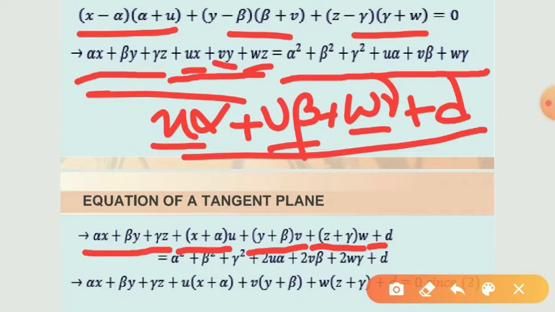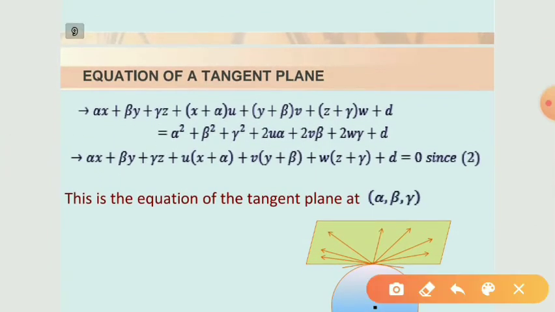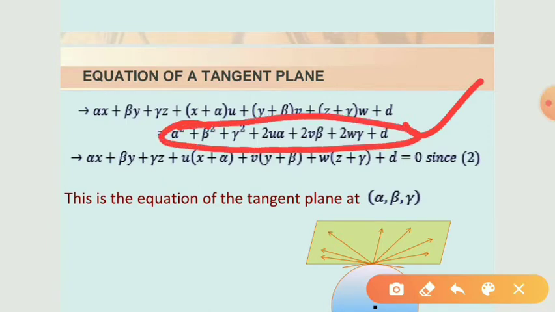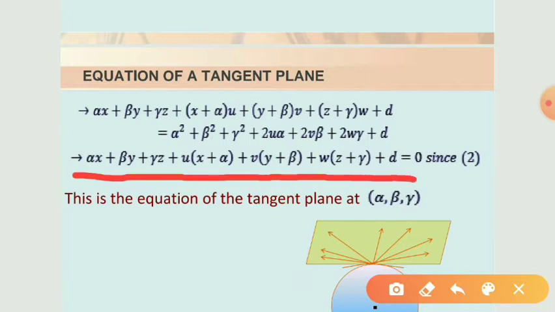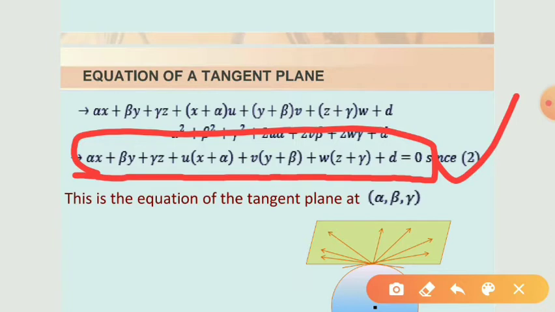And also on the right side we will get alpha square plus beta square plus gamma square plus 2u alpha plus 2v beta plus 2w gamma plus d. So we will get like this. So this value is 0. This value is 0 from equation 2. Therefore we will get alpha x plus beta y plus gamma z plus u into (x plus alpha) plus v into (y plus beta) plus w into (z plus gamma) plus d is equal to 0. This is the required equation of the tangent plane at the point (alpha, beta, gamma).